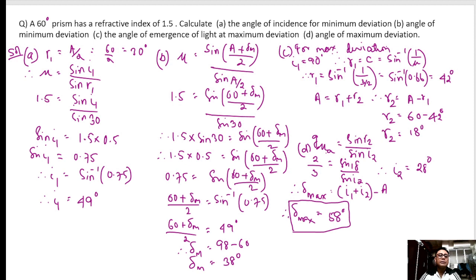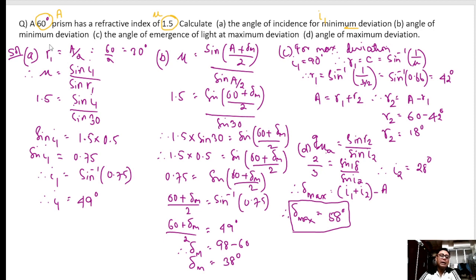Next, a 60 degree prism, as you can see, this is the angle A given, refractive index of the prism given. Calculate the angle of incidence for minimum deviation. Angle of incidence, that means they are telling calculate I1 for minimum deviation. Now, as you know, for minimum deviation, we know angle A.